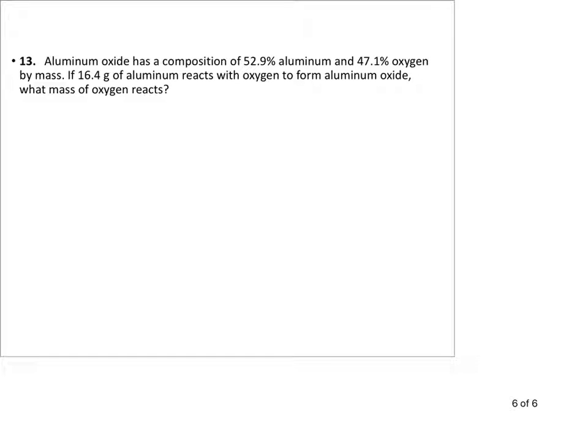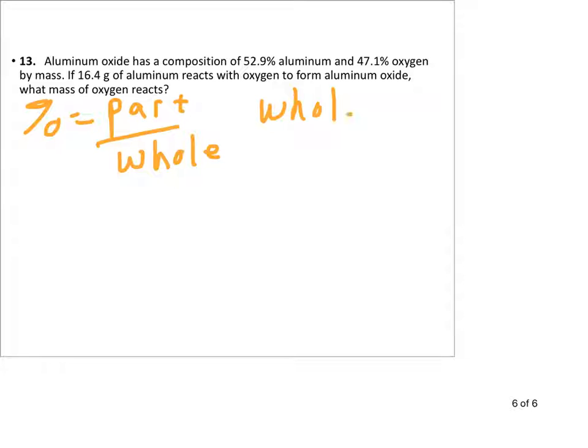Now this one gives us percent by mass, and we want to know what mass of oxygen reacted. So here I'll just figure out my whole. Our percent is equal to part divided by whole, which means the whole is your part divided by your percent. And always put your percent as a decimal.